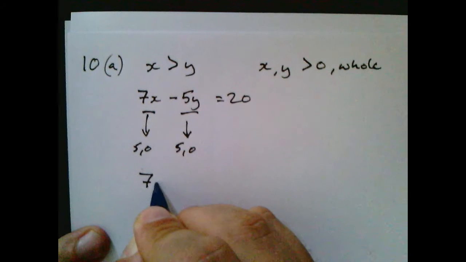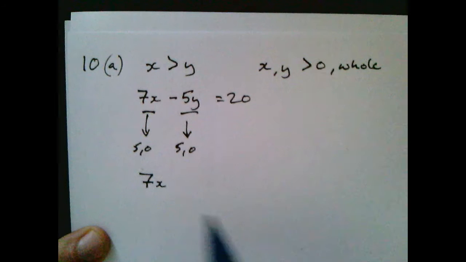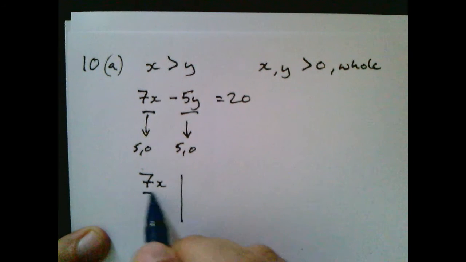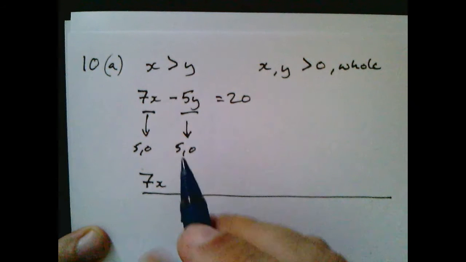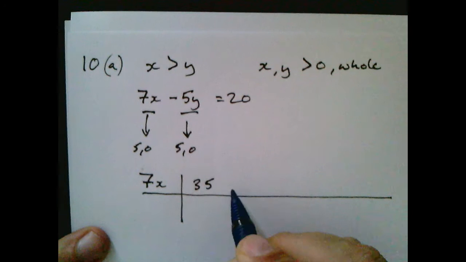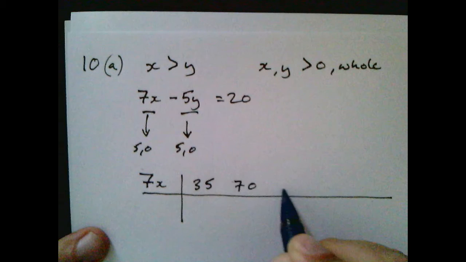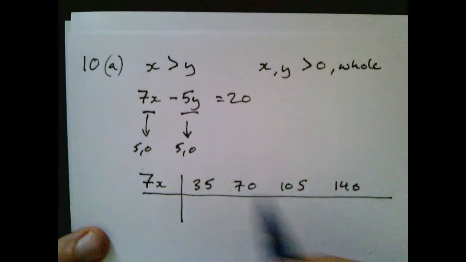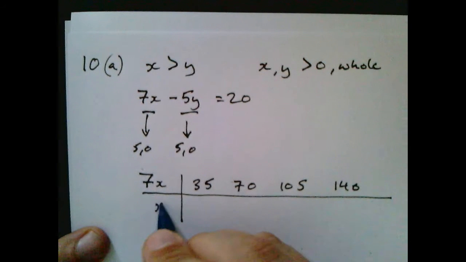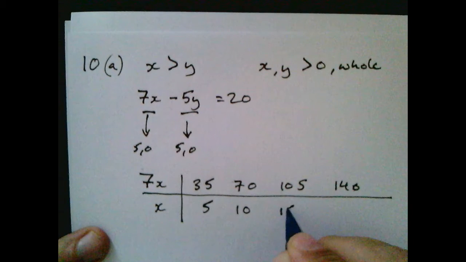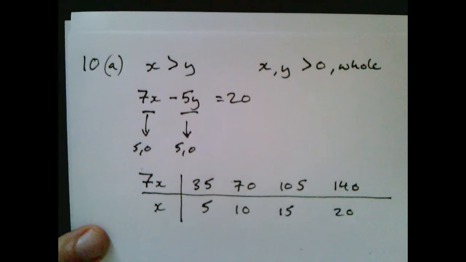We've got 7x, so this is a 7 times table, ending in 5s or 0s. We've got 35, that's 70, 105, don't know how far this is likely to go up, but there's our number. So of x, in each case that would be 5, 10, 15, 20. So let's plug it in and see what we get.